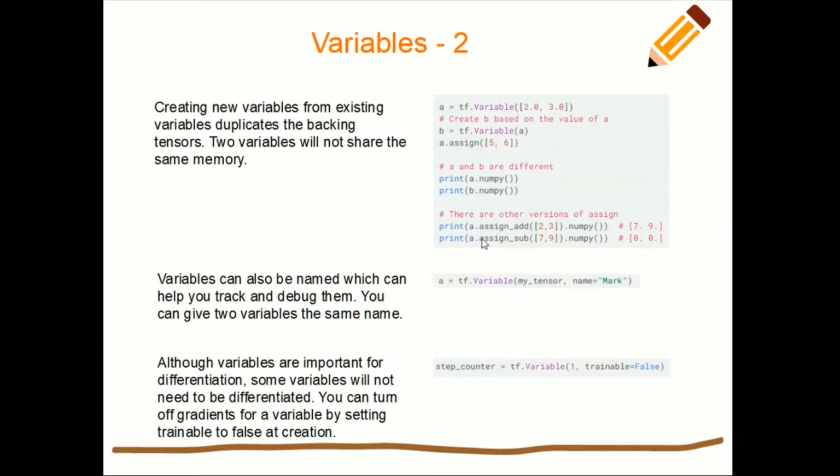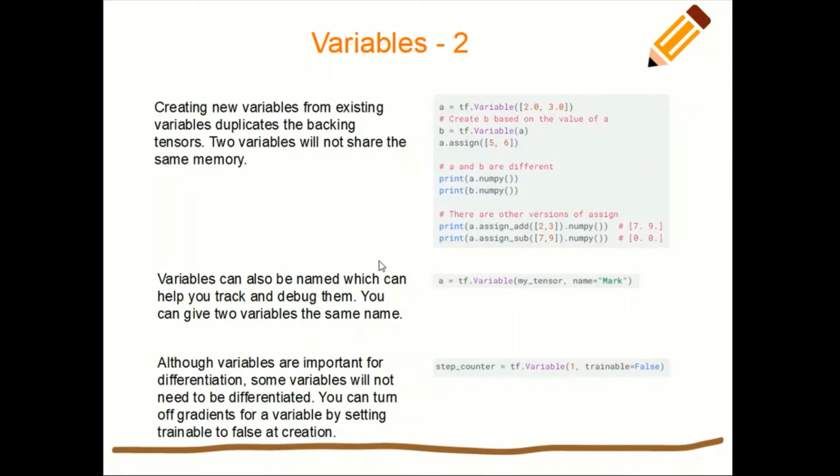Okay, now there are also slightly different versions of the assign; we can assign and do some operations together. So say for example, if we do a.assign_add 2 3, that means it was already updated to 5 and 6, and then this 2 and 3 are going to get added to it, so it will become 7 and 9 actually. And if we subtract 7 and 9, it was already 7 and 9, so it will become 0 and 0 over here.